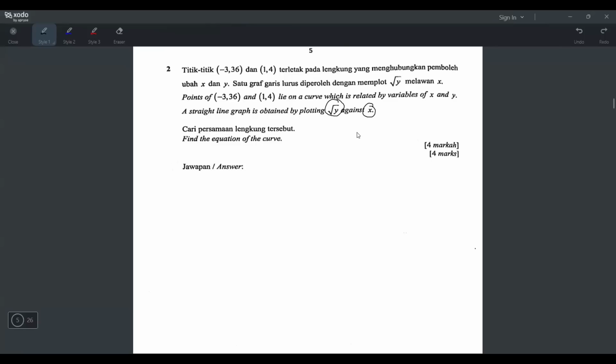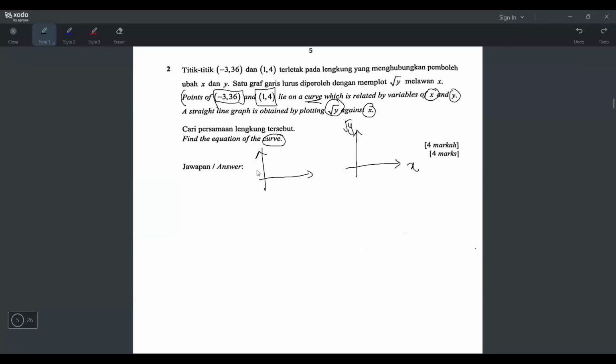So now we already know this is a linear law. The straight line graph is obtained by plotting square root y against x, right? So if I modify the y-axis to become square root y, and the x-axis stays x, I will get a straight line. And then they say find the equation of the curve. Oh, okay, I forgot to read this, buddies. Sorry. Points of negative 3, 36 and 1, 4 lie on a curve, which is related by variables x and y. Oh, okay. So originally it's not a straight line, it's actually a curve, right?